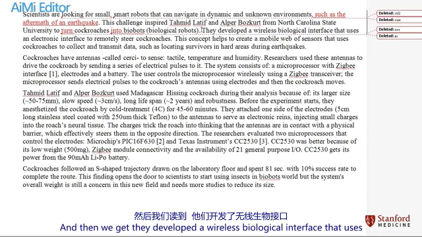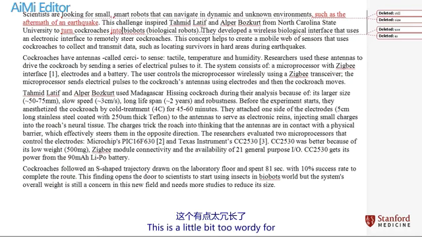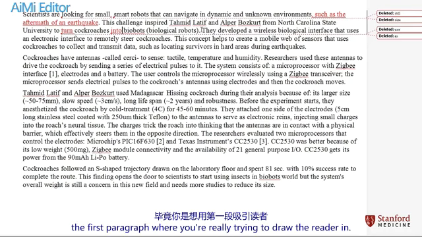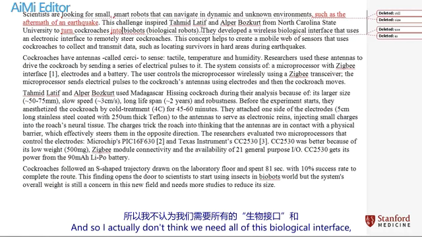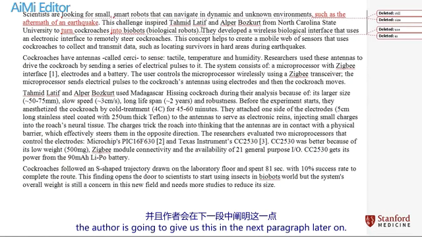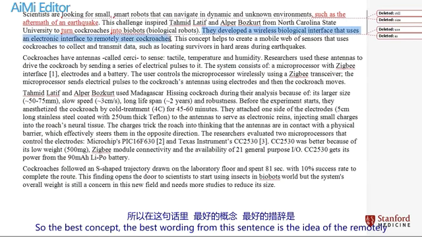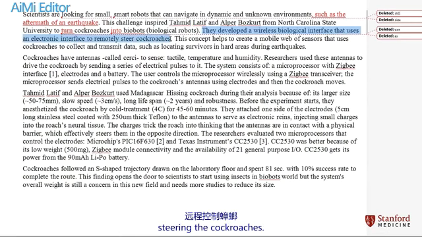And then we get, they developed a wireless biological interface that uses an electronic interface to remotely steer cockroaches. This is a little bit too wordy for the first paragraph where you're really trying to draw the reader in. And so I actually don't think we need all of this. Biological interface, electronic interface are kind of vague. And the author is going to give us this in the next paragraph later on. So I don't think we need all that. The best concept, the best wording from this sentence is this idea of remotely steering the cockroaches.